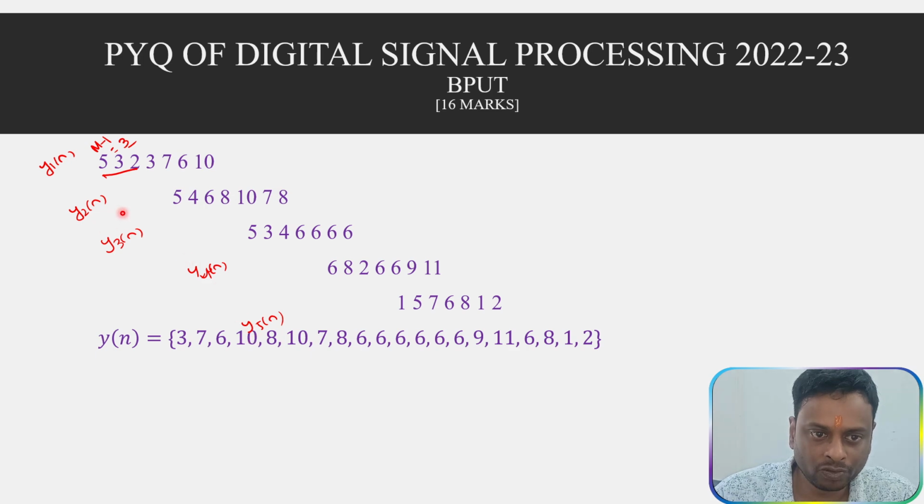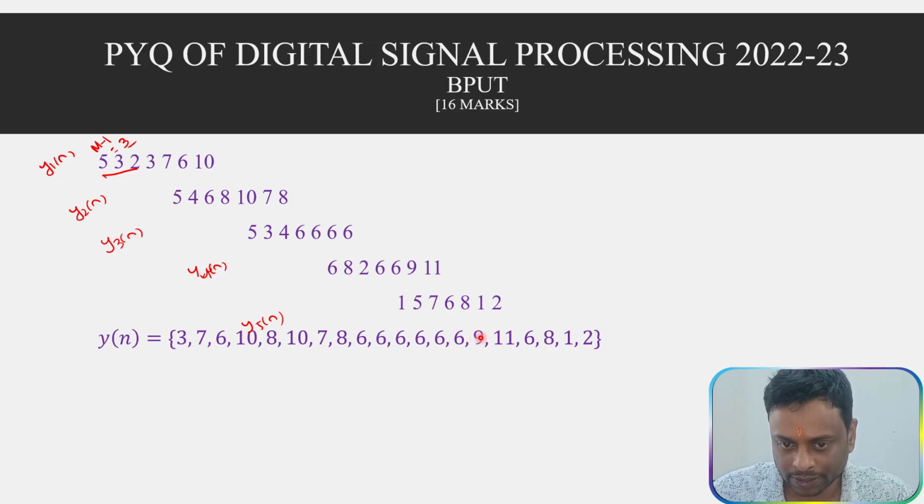Similarly, for y2 of n you have to discard 3 data points. So 5 4 6 we have discarded, and we are left with 8 10 7 8. Similarly, for y3 of n, 5 3 4 will be discarded, that is m minus 1 data points, and the output will be 6 6 6 6. Similarly, the first 3 data points of y4 of n are also discarded, so it will be 6 6 9 11. Similarly, 1 5 7 will be discarded from y5 of n, so it will be 6 8 1 2.